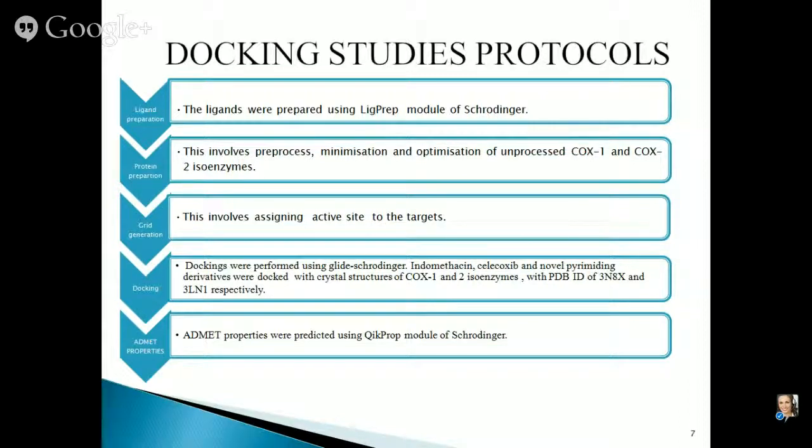The fourth is docking. The docking was performed using Schrödinger. Indomethacin and the novel pyrimidine derivatives were docked with the crystal structures of cyclooxygenase 1 and cyclooxygenase 2 isoenzymes, with Protein Data Bank IDs 3N8S and 3LN1 respectively. The ADMET properties were predicted using the QikProp module of Schrödinger.